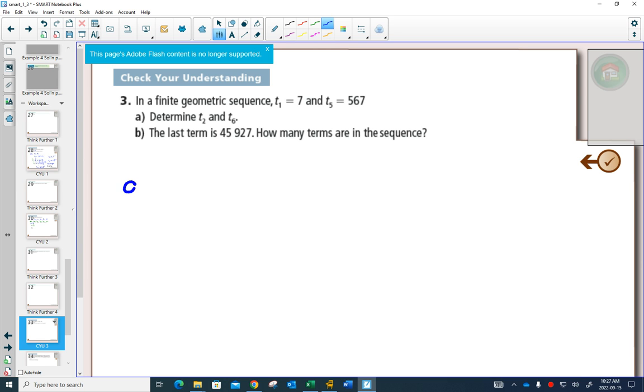Now, what are the tools that we have? We know it's a geometric sequence. We know on our formula sheet that the formula for each geometric sequence looks like this. What do we know and what don't we know? We don't know r. So if we want to use the formula for anything, we probably need to find r.